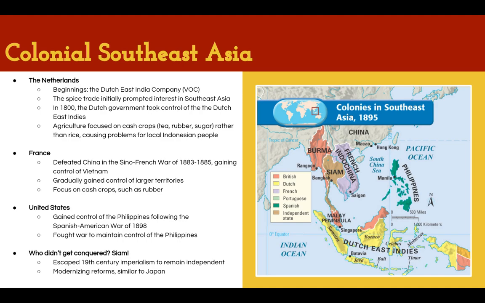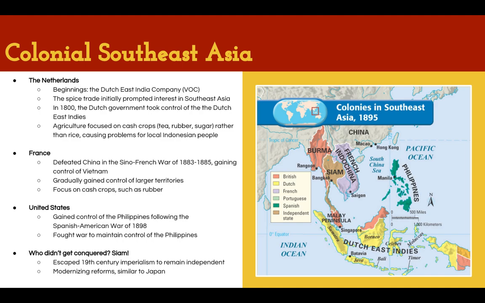For example, the Netherlands gains colonies. The Dutch East India Company is very much involved in trade. By 1800, the Dutch government took control of the East Indies. And they didn't just focus on spices. They focused on other cash crops like tea, rubber, and sugar.